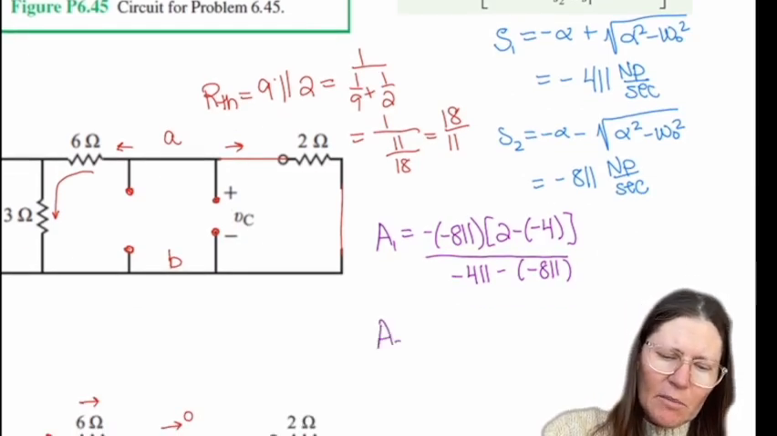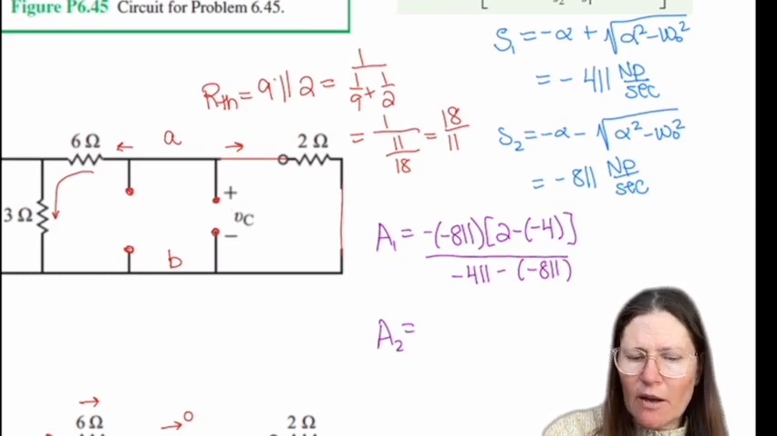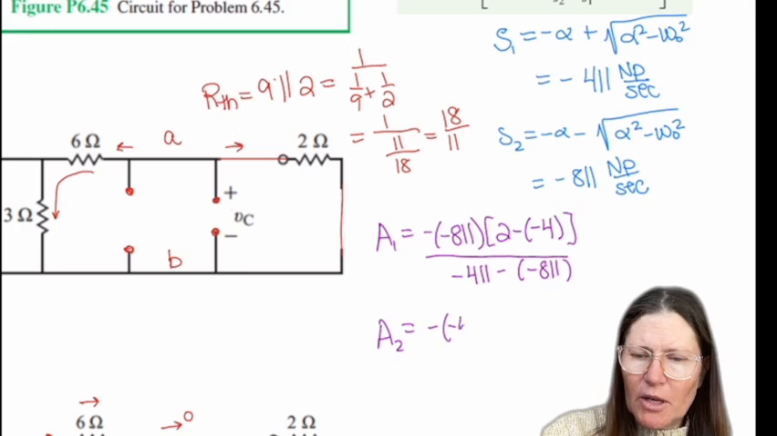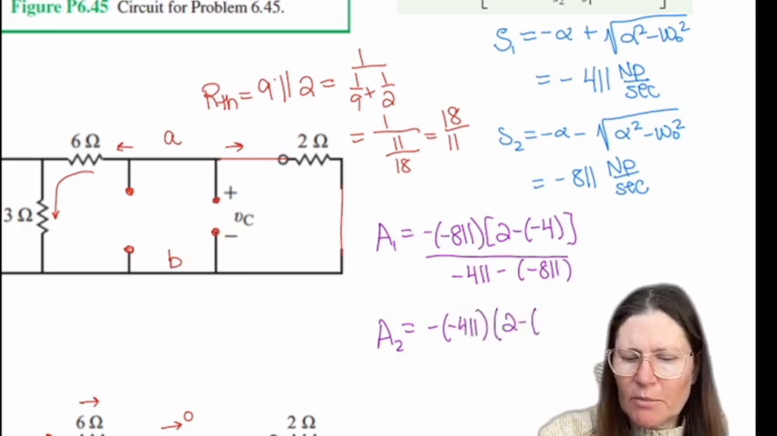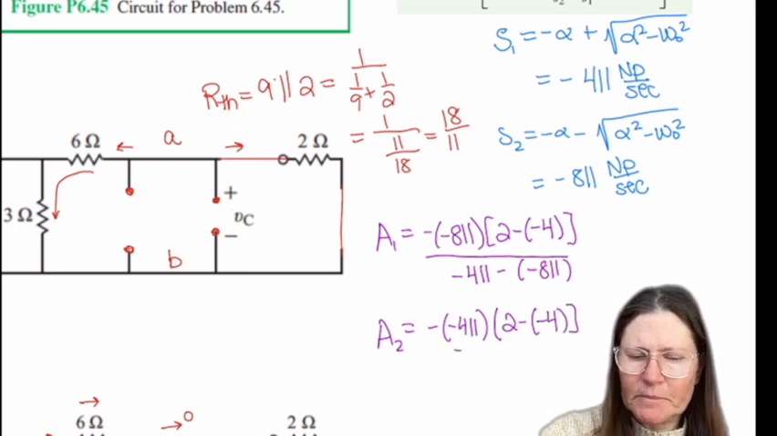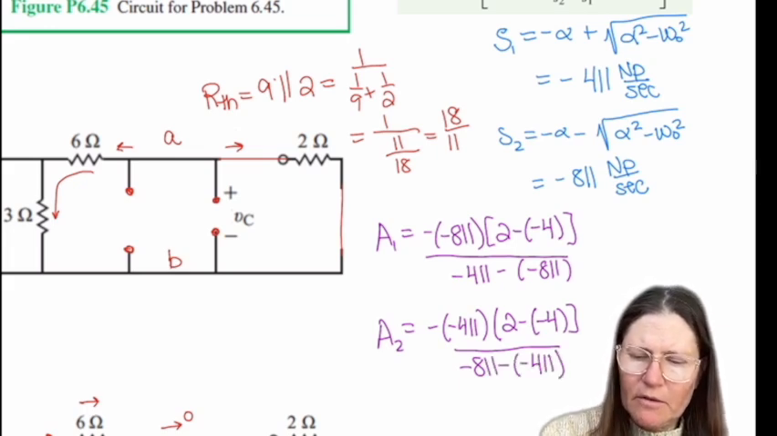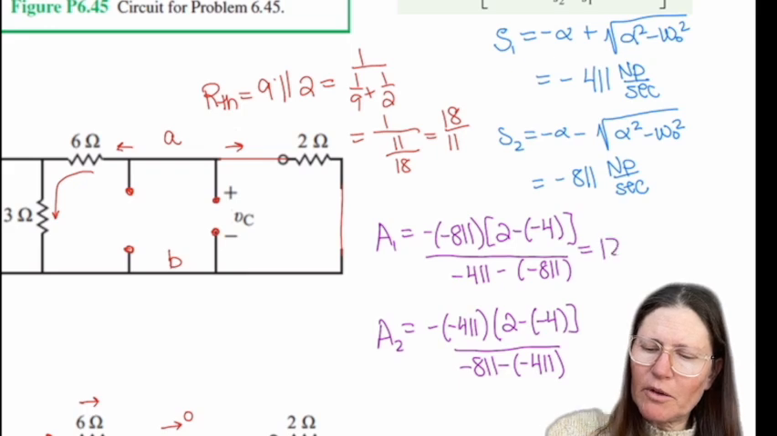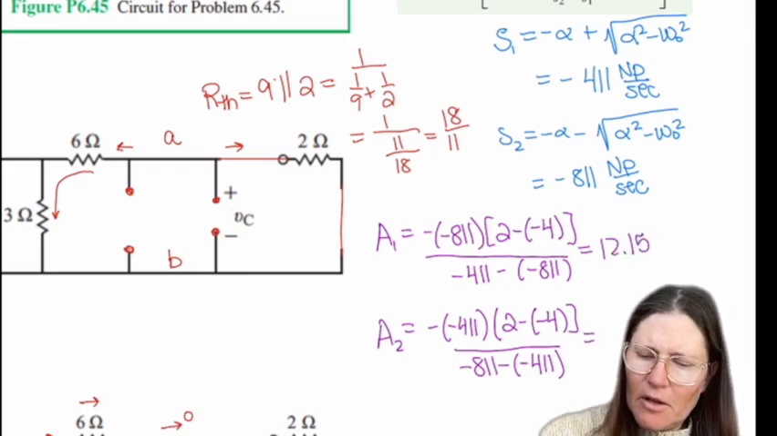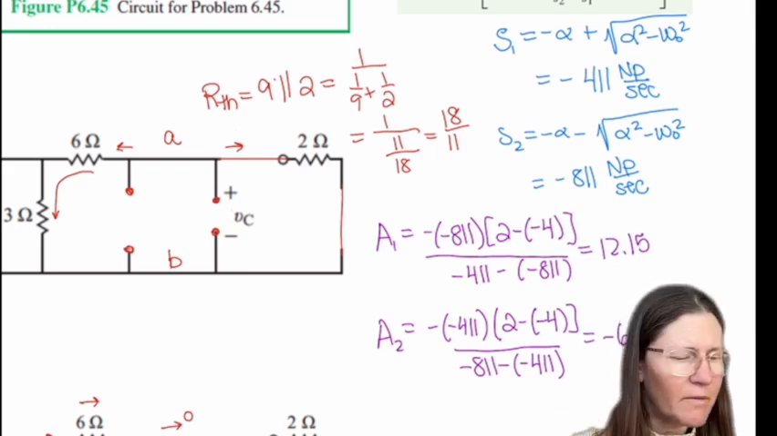And same method on A2, we have minus 411, and then 2 minus a minus 4, and then minus 811 minus a minus 411. And so we get A1 to be 12.15, and A2 is a minus 6.15.